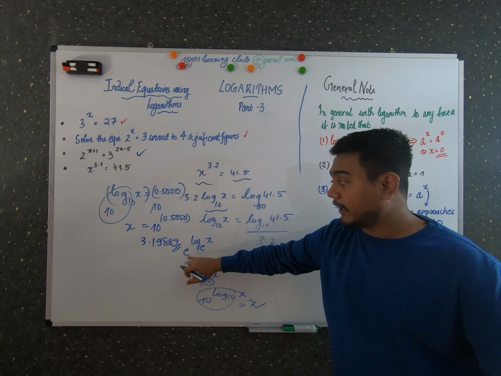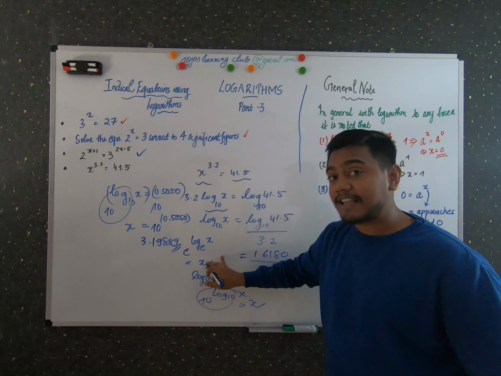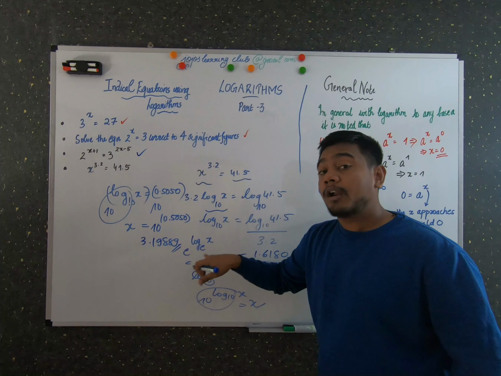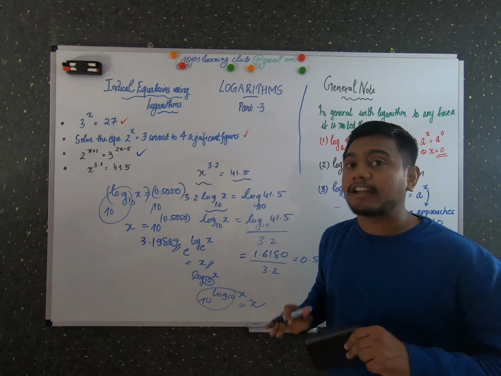Similarly, if you take e to the power of log x to the base e, it is same as x. Similarly, I have taken 10 to the log x to the base of 10, which is same as x. Please don't get confused with it.